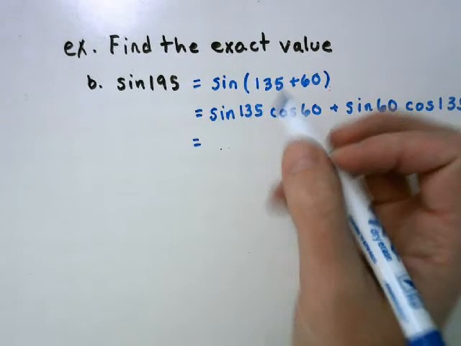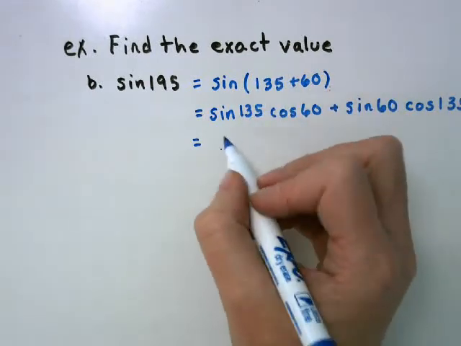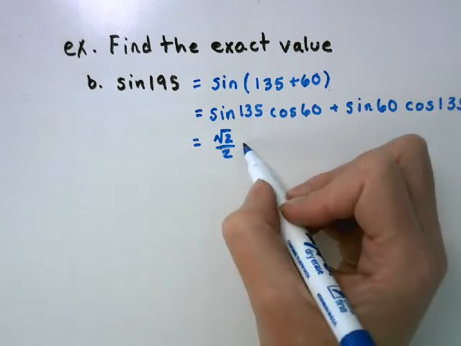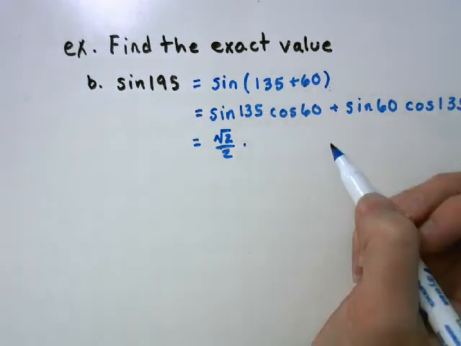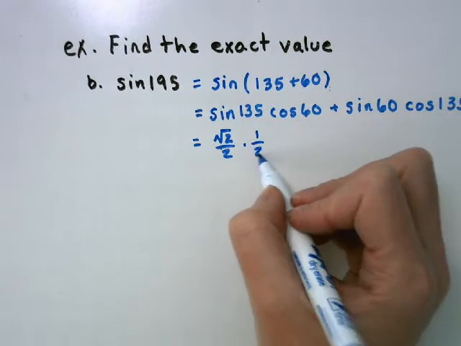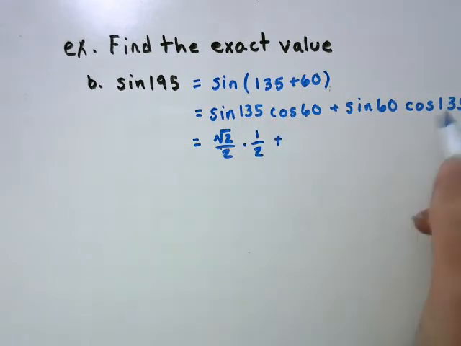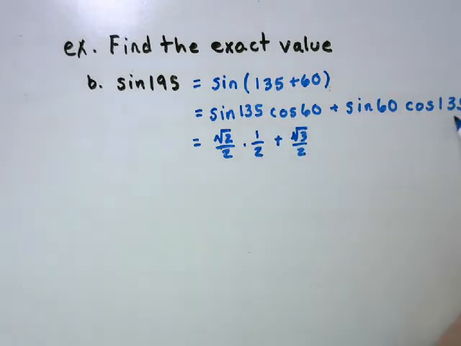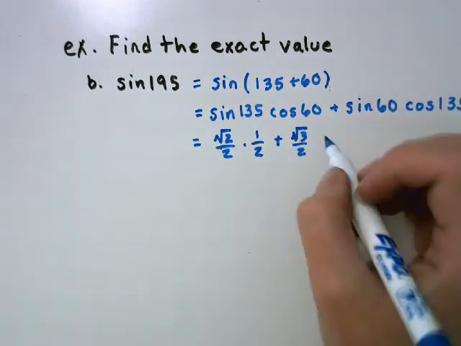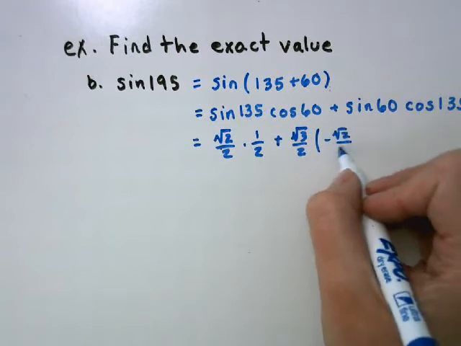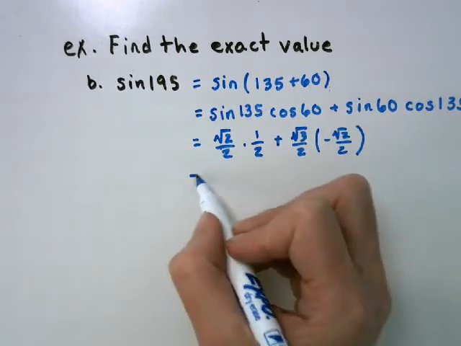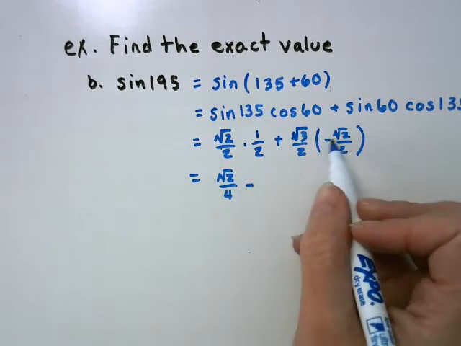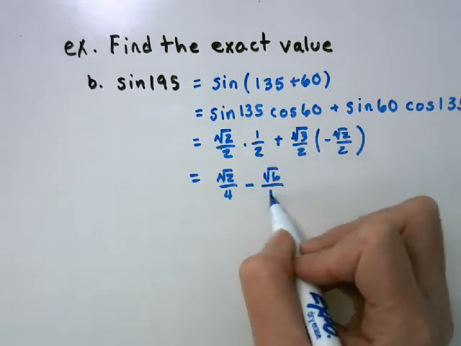The sine of 135 is going to be root 2 over 2. The cosine of 60 is 1/2. Sine of 60 is root 3 over 2. Cosine of 135 is a negative root 2 over 2. So this is going to be root 2 over 4 minus root 6 over 4.